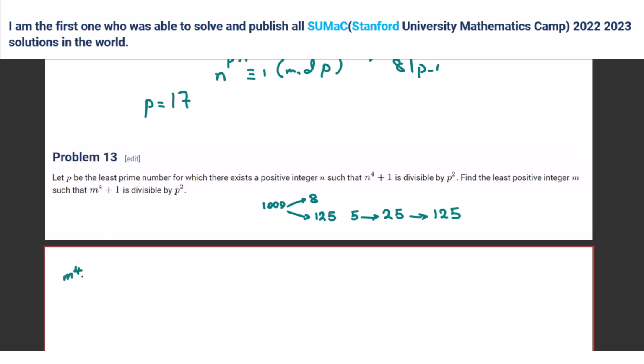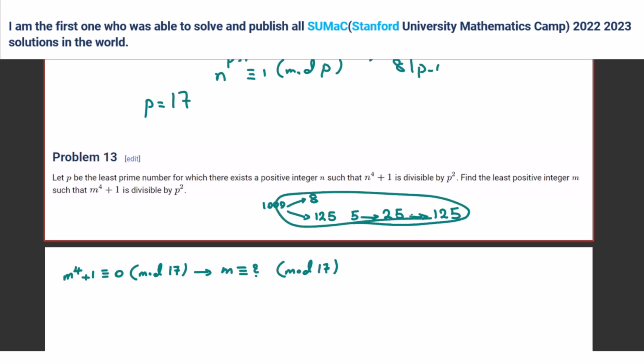So here, because we want to find m to the 4th plus 1 to be a multiple of 17 squared, instead of 17 squared, first we should solve it for what? 17. Exactly. So m to the 4th plus 1 mod 17 is 0. Then you should try to find m mod 17 and find all possible cases. You should use the approach that we used for this problem. Then use those numbers for 17 squared, okay?